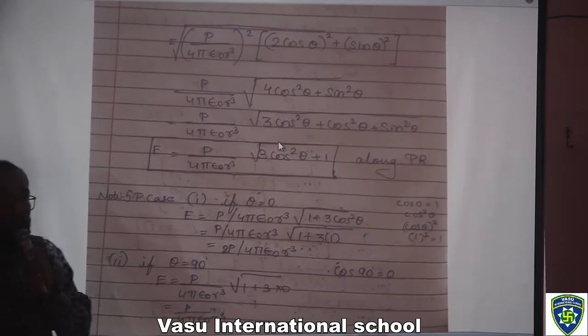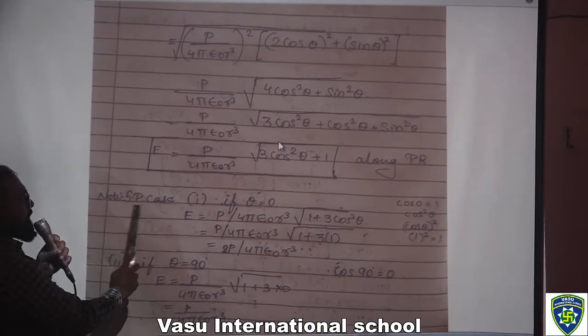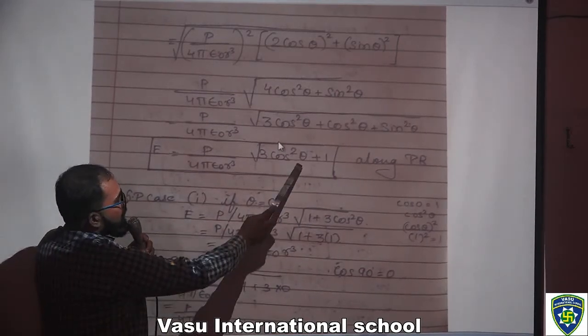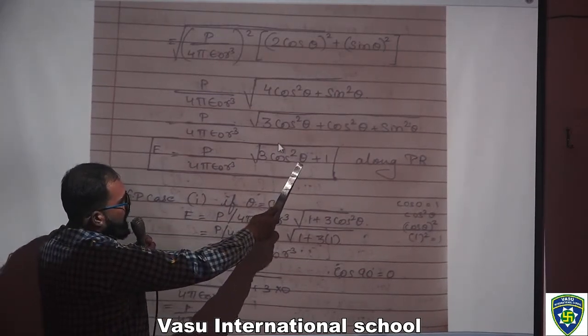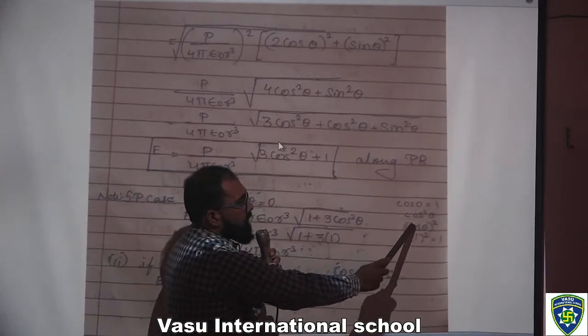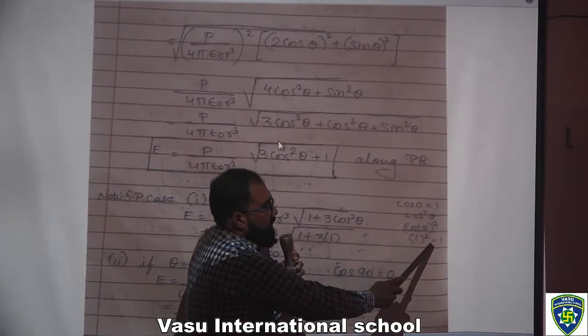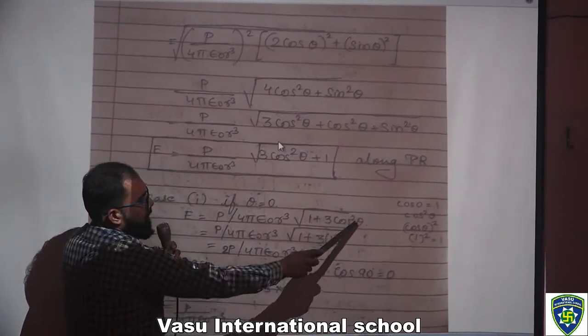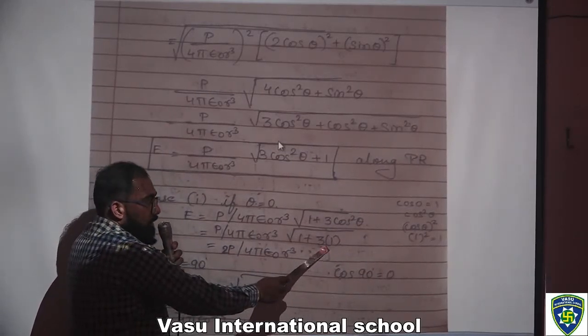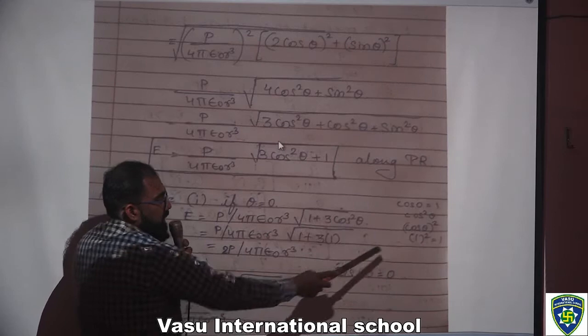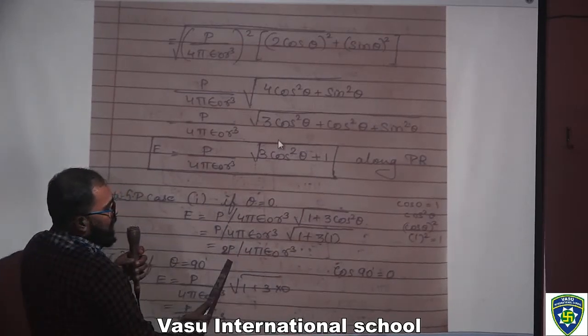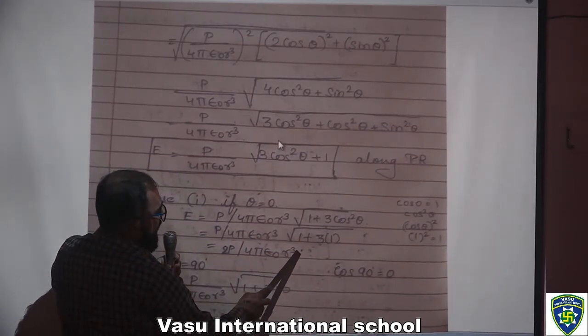Now if it is a special case, that is theta equal to 0, we have to put the value of theta equal to 0. So cos 0 is equal to 1, and cos square theta, that is 1 square, is equal to 1. So instead of cos square theta you put 1, and that is equal to 2p upon 4 pi epsilon 0 r cube.